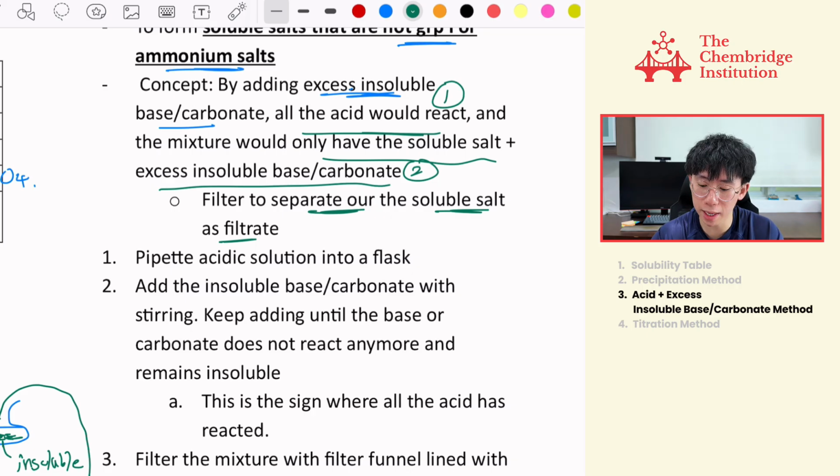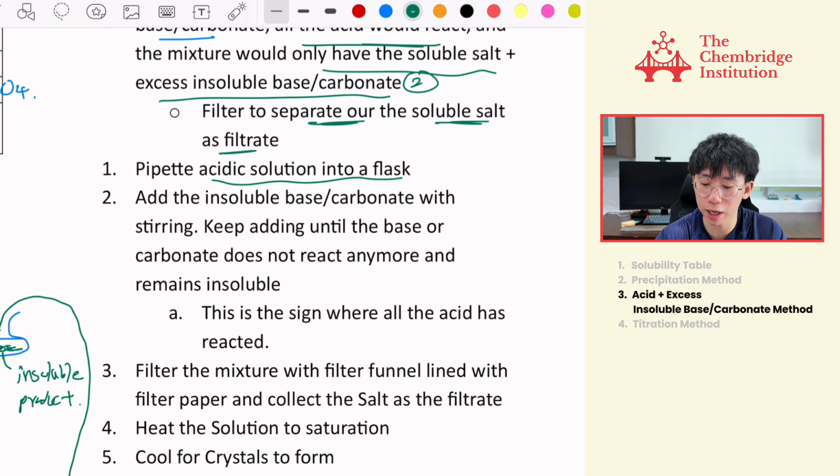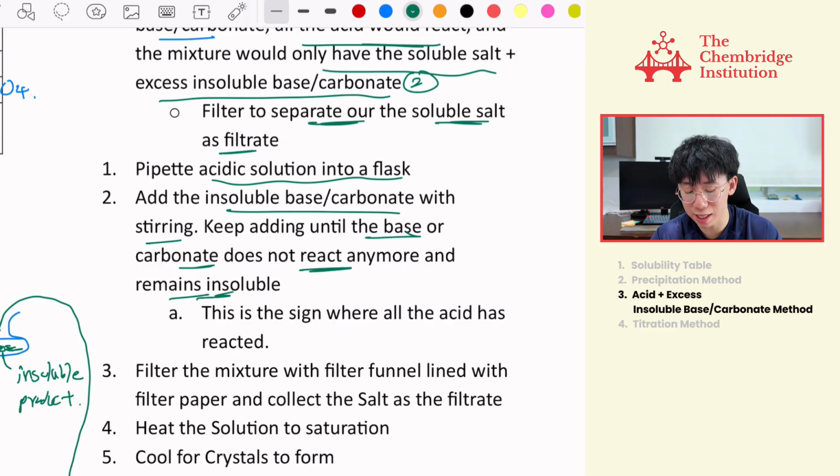So first, we're going to pipette the acidic solution into a flask, and then we're going to add the insoluble base or carbonate with stirring. We're going to keep adding until the base or carbonate does not react anymore and remains insoluble. This is the sign that all the acid has reacted.